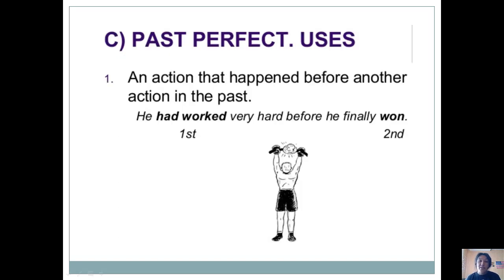And the use of past perfect. An action that happened before another action in the past. There should be two actions in the past, and the one which happens before the second is used in past perfect tense. And the next action should be used in past simple. Look at this example. He had worked very hard before he finally won. The first one, had worked, is past perfect because this action happened before won. Won is second.